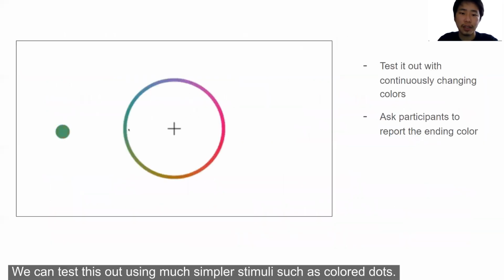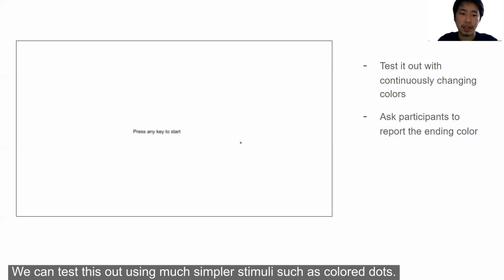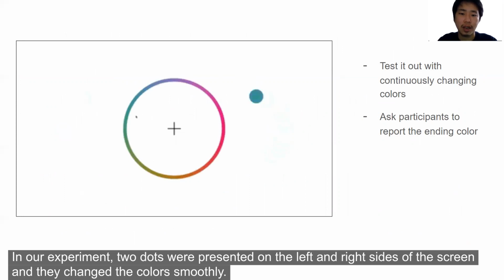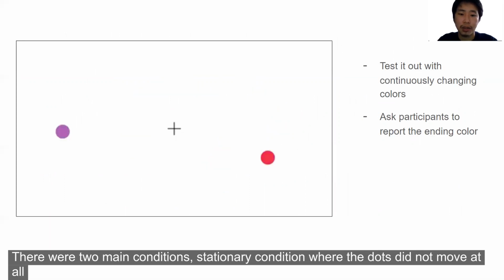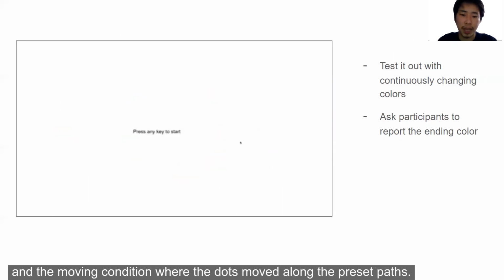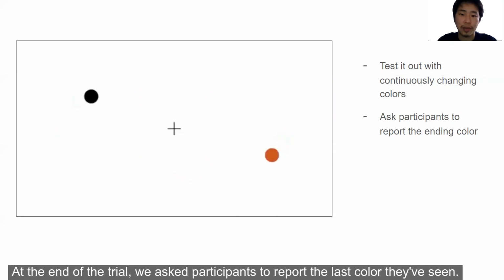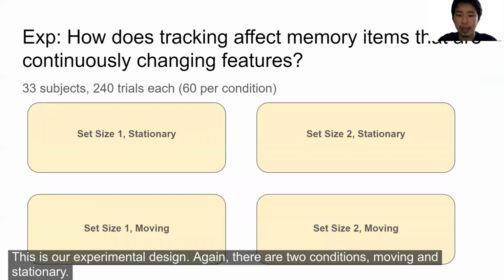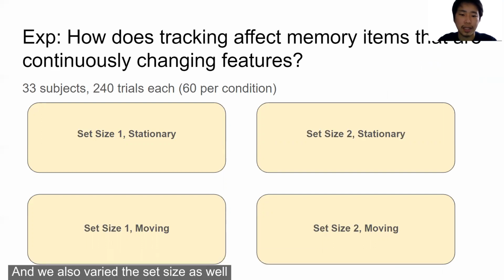We can test this out using much simpler stimuli such as color dots. In our experiment, two dots were presented on the left and right sides of the screen, and they changed color smoothly. There were two main conditions: stationary condition where the dots did not move at all, and the moving condition where the dots moved along the preset path. At the end of the trial, we asked participants to report the last color they've seen. This is our experimental design. Again, there are two conditions, moving and stationary, and we also vary the set size as well.